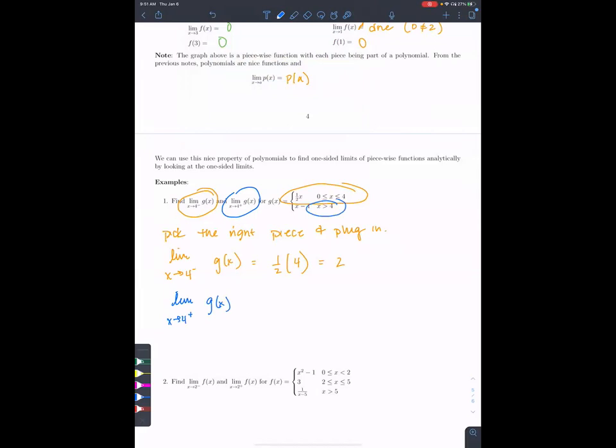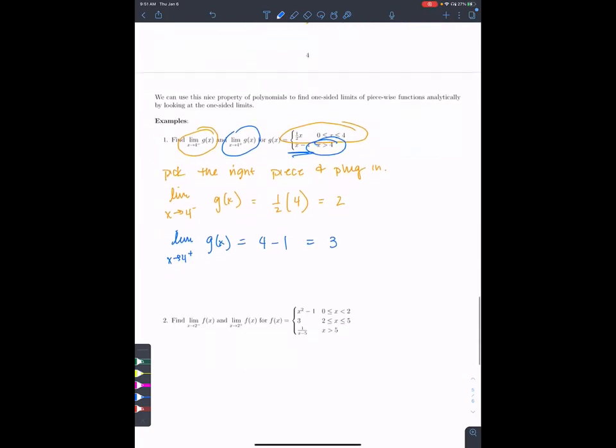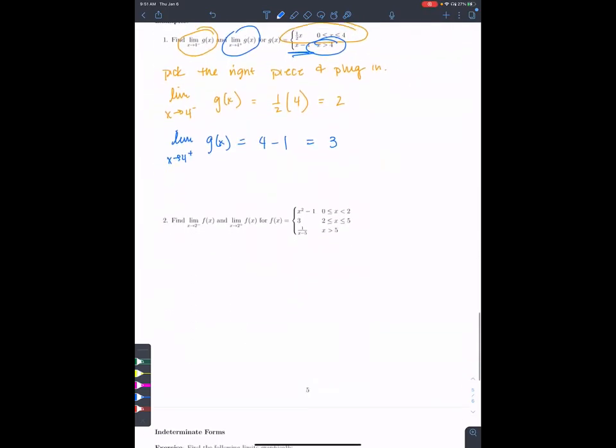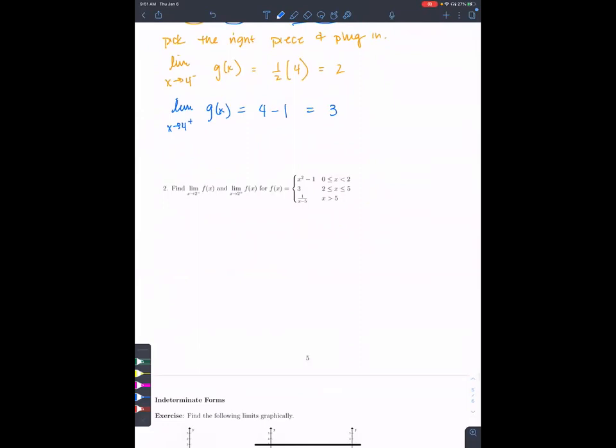If we want to look at the right-hand limit, this would be the right-hand side because it's bigger than 4. So you would just plug in to that piece. So this would be 4 minus 1, which is 3, which is what we got up above.